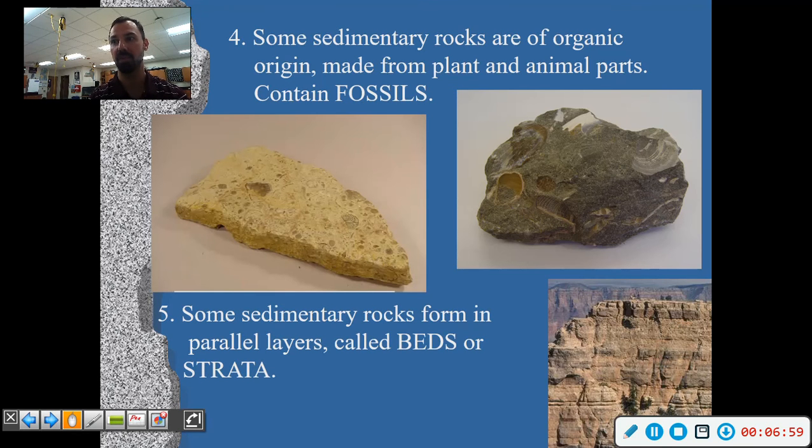Okay, some sedimentary rocks form in parallel layers called beds or strata, like I was showing you in the beginning of the sedimentary rock description. All right, so layers. But again, when we talk about layers in sedimentary rocks, we're talking about the whole rock unit. It's not within the rock. So the whole unit of rock is called the bed or strata.